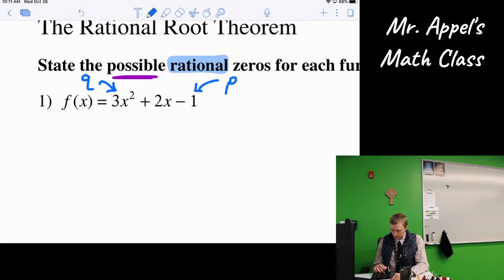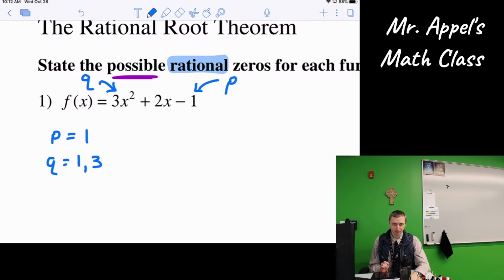So my constant is my p. So all possible values for p would be every factor of 1, which is just 1. Oh, this one's actually going to be pretty short. And all possible factors of q, that comes from my leading coefficient, so that would be 1 and 3.